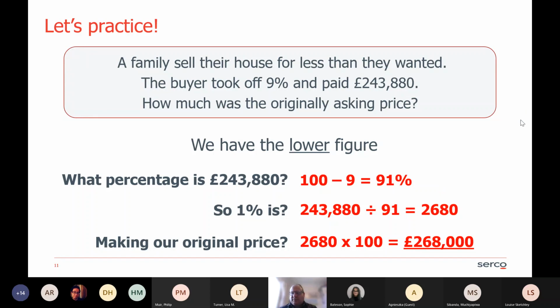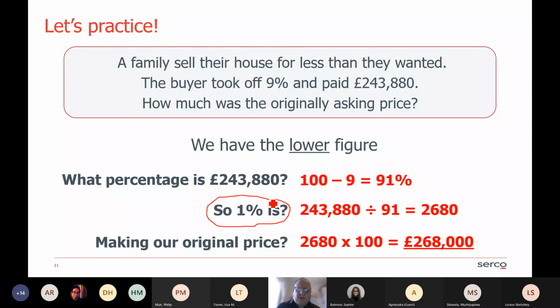And I can see a number of people have got that in the answers already. Yeah, brilliant. Fantastic. We usually got that correct, divided by 91. So we worked out we had a lower figure because they took 9% off. So, but we know that because they've taken 9% off, 100% is out of 100, so we know they've got 91%. We divided the figure they've given us by that 91%, which gives us a 1% figure, and that's the key.